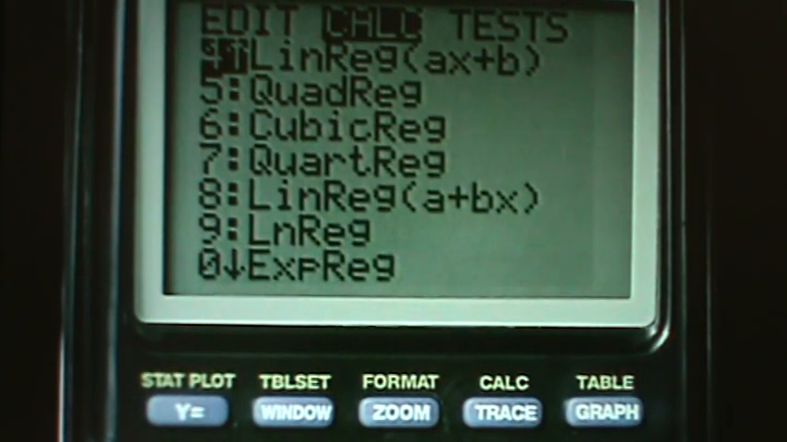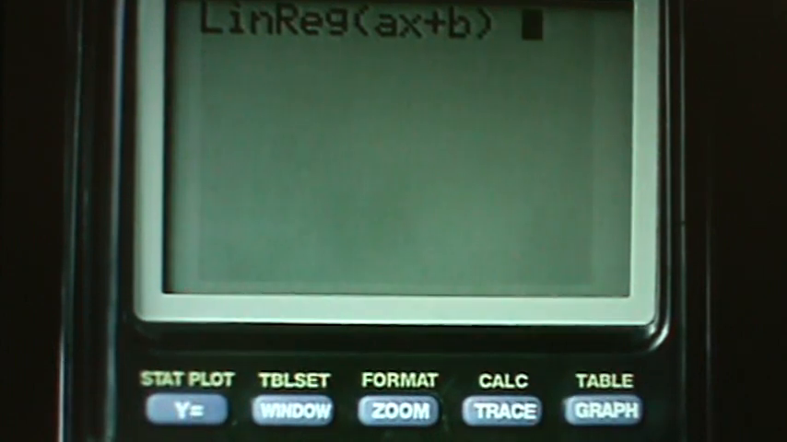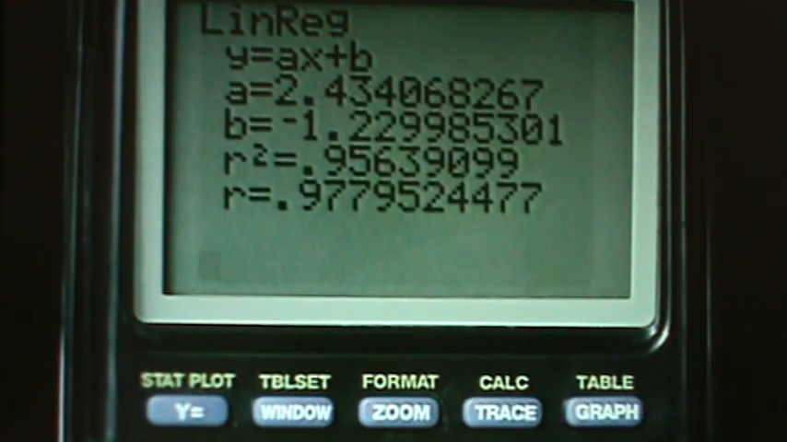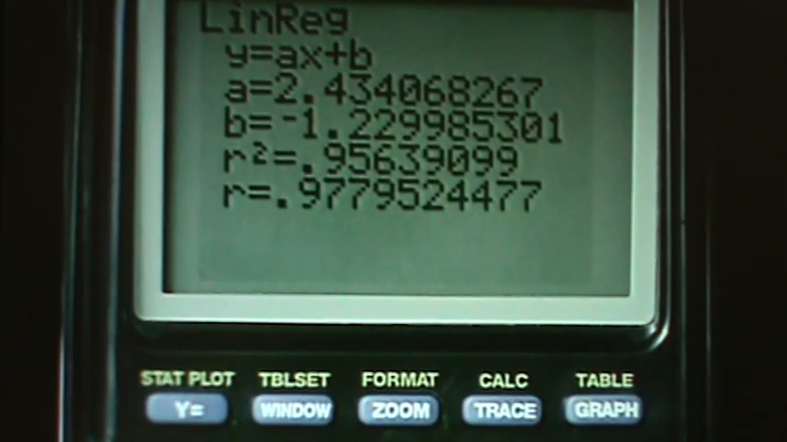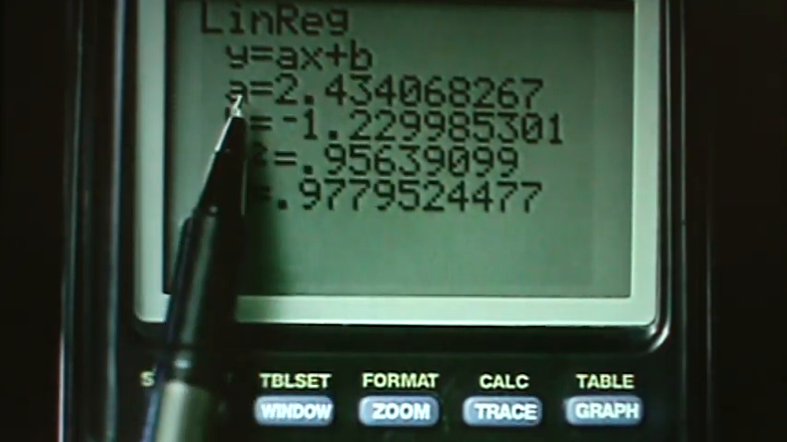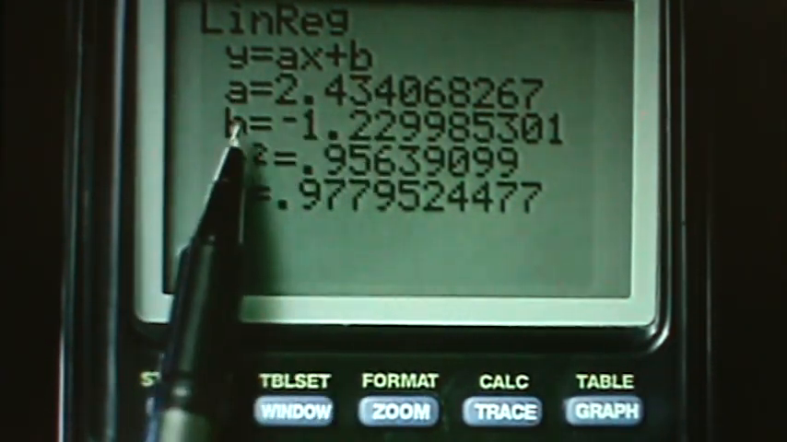When we press Enter, then we go back to the main screen, and then when we press Enter again, the regression calculations are made within the computer. Now notice that it's saying that in this model, in this mathematical model, the value of A is this, the value of B is this.